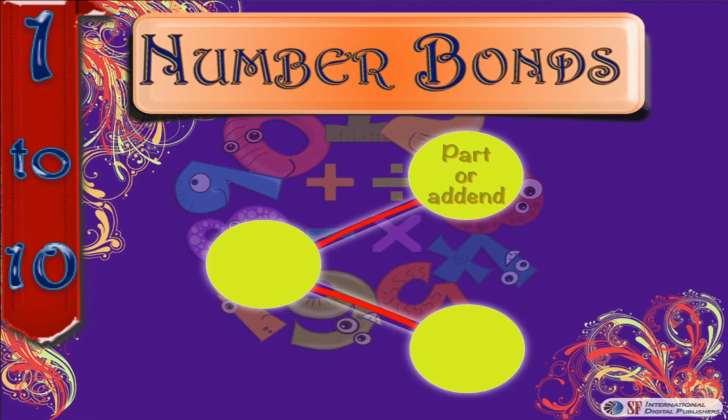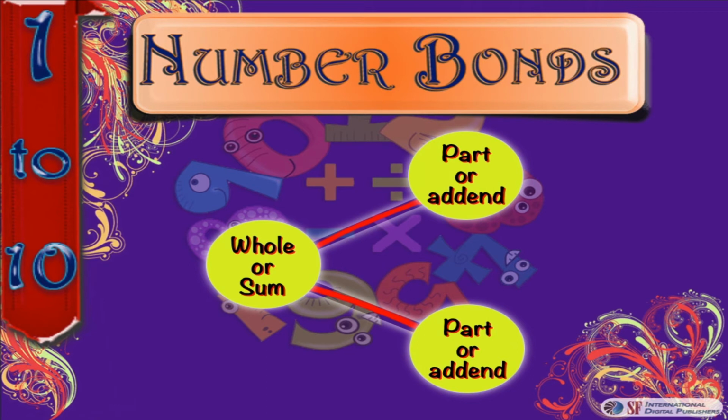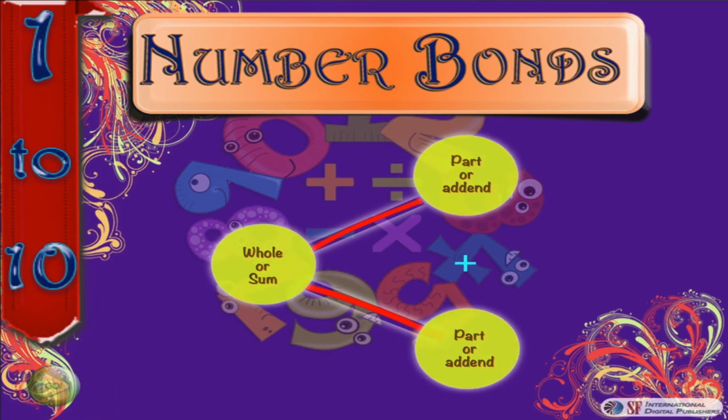First, add end. Second, add end. And third one is sum. To check the number bonds of each number, you have to add both add and parts to generate sum. Let's take an example.